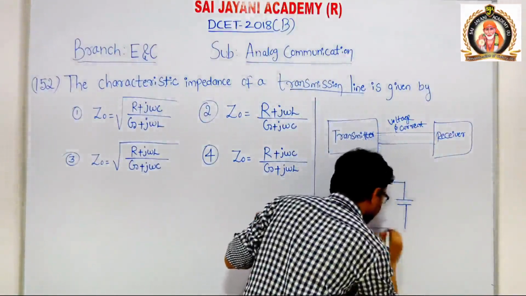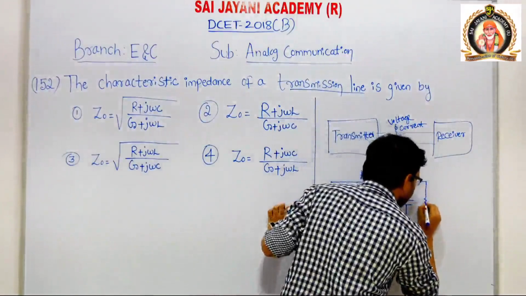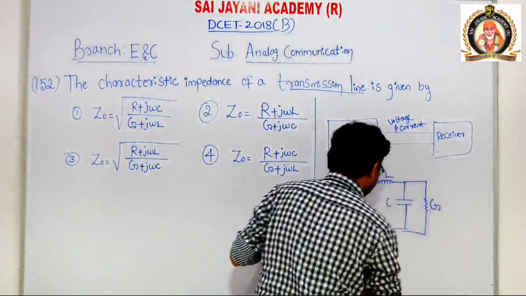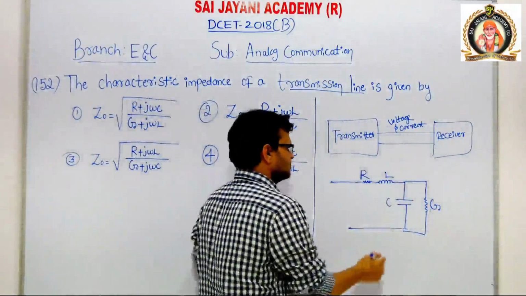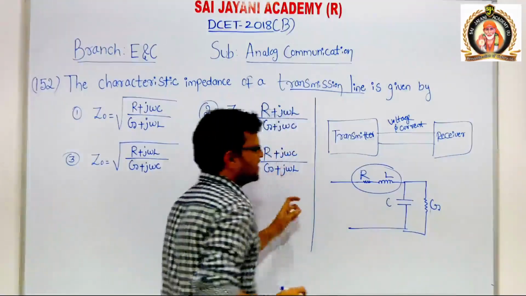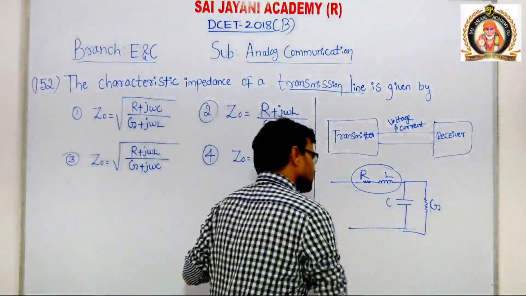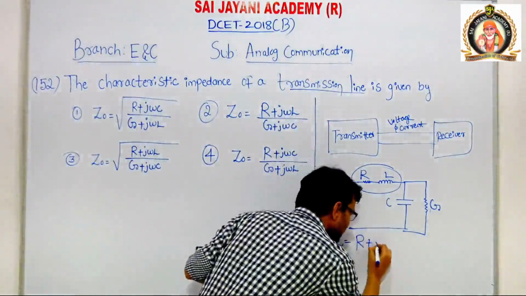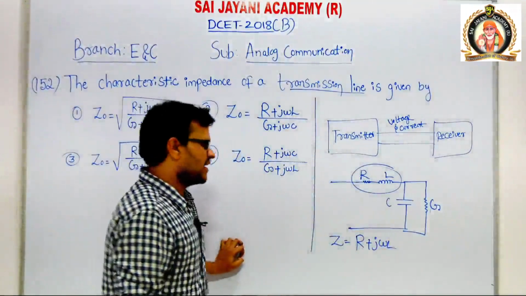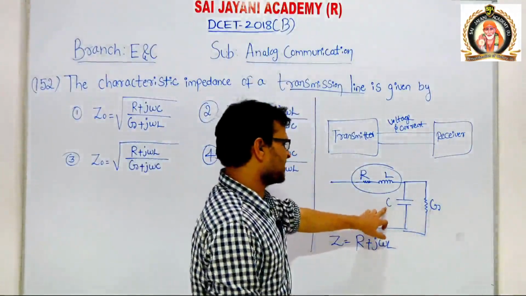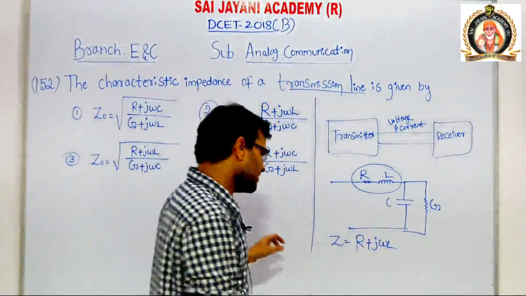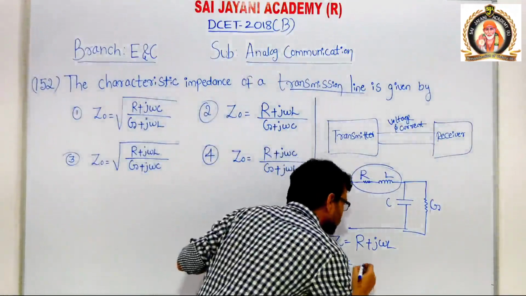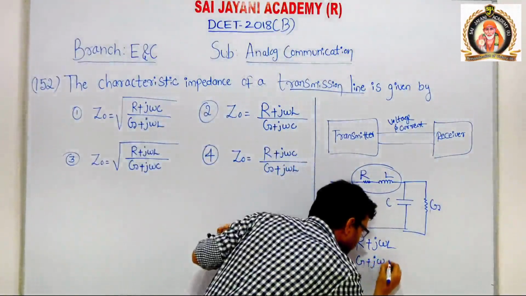and capacitance which is connected in parallel with the conductance. These two are connected in series. If you take the impedance of these two elements, you get impedance Z is equal to R plus j omega L, and this combination, that is capacitance C and conductance G, are connected in parallel. If you take this combination, the admittance Y is equal to G plus j omega C.